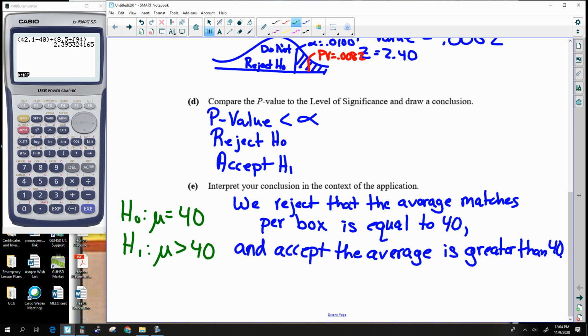So again, all I'm doing is I'm taking these symbols and putting them into place. So we reject H0, which says mu is equal to 40. So all I'm doing is I'm saying those in words, and accept H1, which is mu is greater than 40.